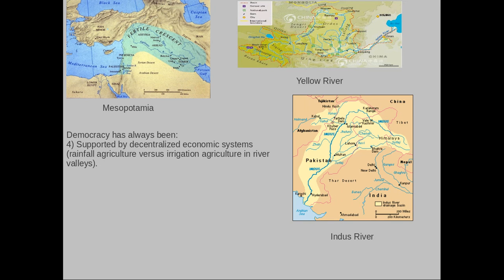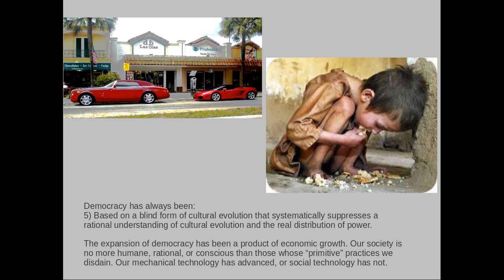The lesson is very clear. Centralized economic power supports centralized political power. Decentralized economic power supports decentralized political power. It's very important for us going forward. Democracy has always been based on a blind form of cultural evolution that systematically suppresses a rational understanding of cultural evolution and a real distribution of power.